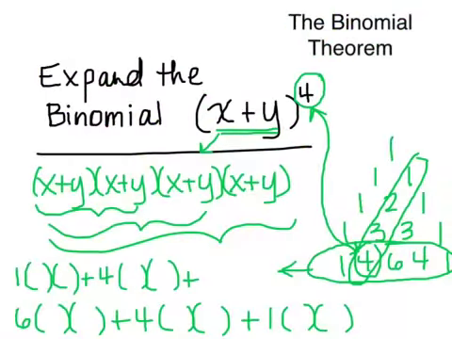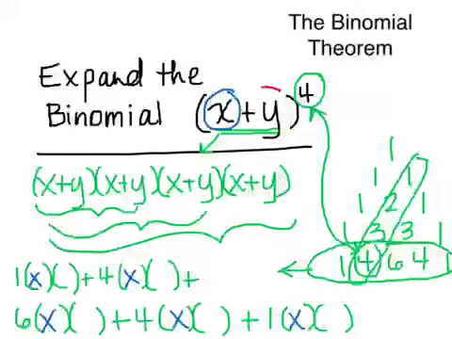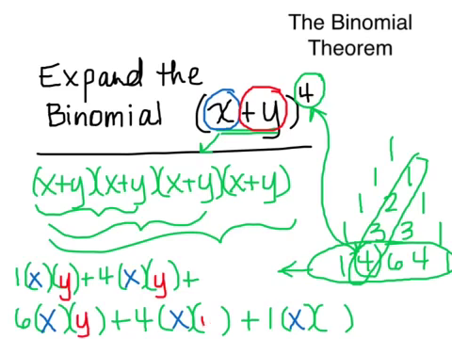The next step is to take the first term in your binomial and write it in the first parentheses of each set. The next step is to take the second term of your binomial, and note that the sign in front of it also needs to be considered. So if that was a minus y, we would put negative y in each of the parentheses. But this is a positive y, so we're just going to write y in each of the second parentheses. Second term goes in the second parentheses.